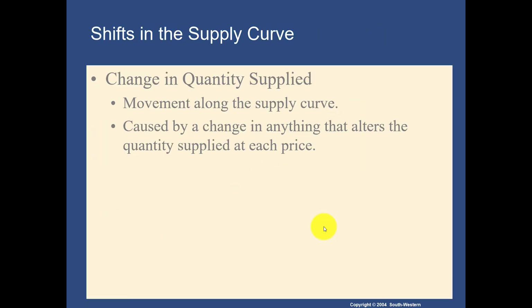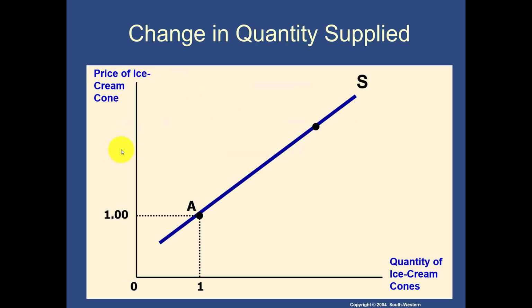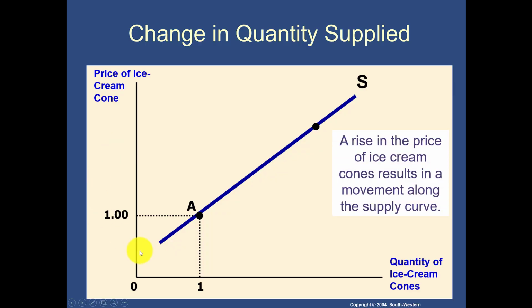Alright, so the movement, a change in quantity supplied, is a movement along the curve caused by a change in anything that alters the quantity supplied at each price. So we're talking about price here. Look at this one again. First, at $1, you say, okay, at $1 I supply one ice cream cone. So that's point A. Then let's say a rise in the price of ice cream cones results in a movement along the supply curve. So the price of the ice cream cone has gone up. Now you move along the curve, the price has gone up to $3.